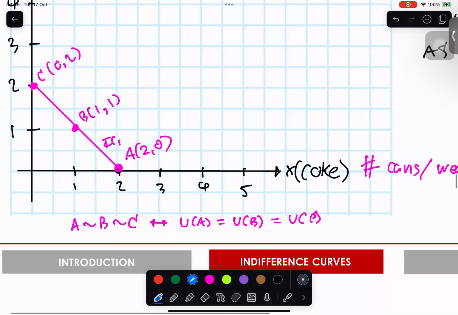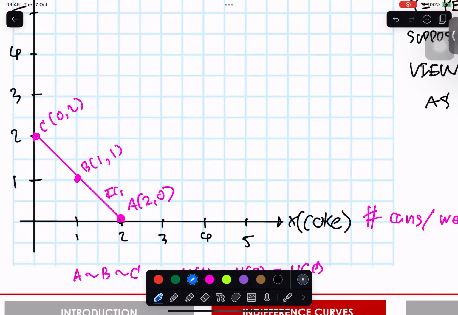Okay. Now, if we can have one like this, you can also have more. Like this. Maybe here. Oh, sorry. Maybe I use another color.